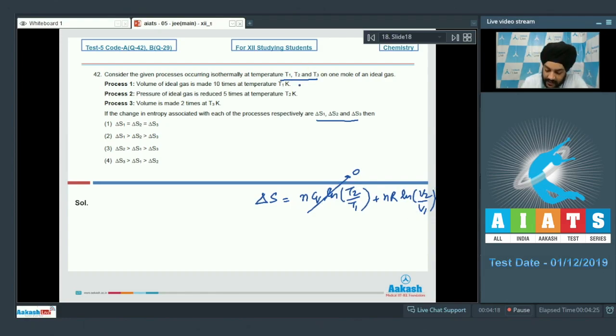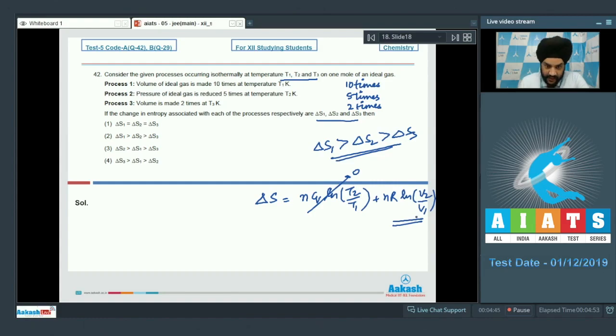In the first process, the volume is made 10 times. In the second process, the pressure is reduced 5 times. It means that the volume is made 5 times as the process is isothermal. If you talk about process 3 now, the volume is made 2 times. So we can clearly see that delta S1 will be more than delta S2, which will be more than delta S3, as represented mathematically by the given equation. So students, for this question we have to mark the correct answer as option 2. Let us look at the next question now.